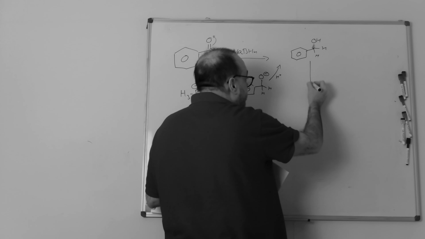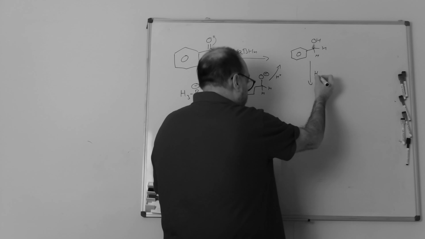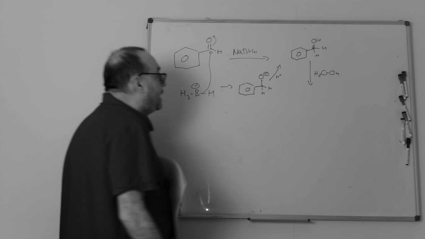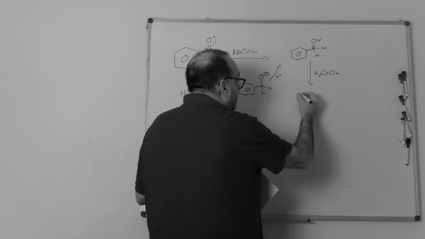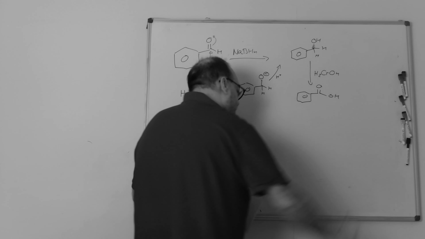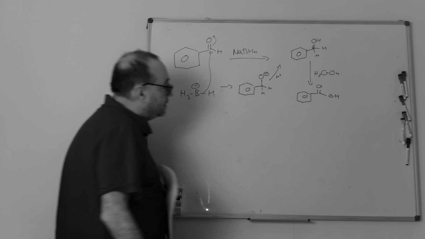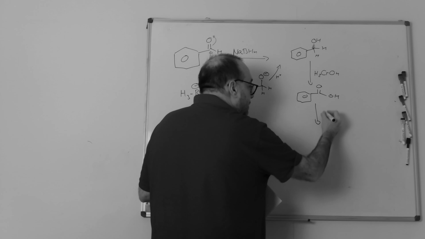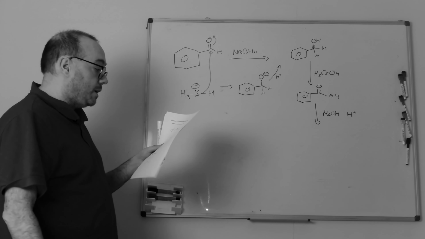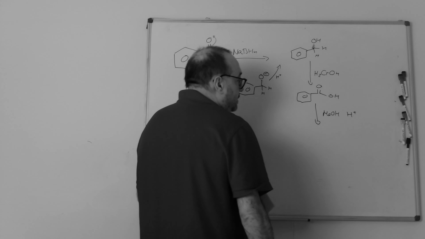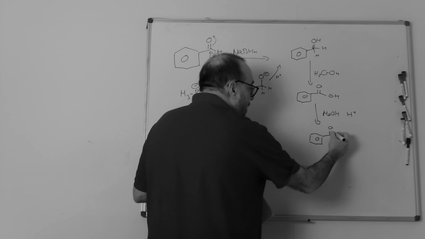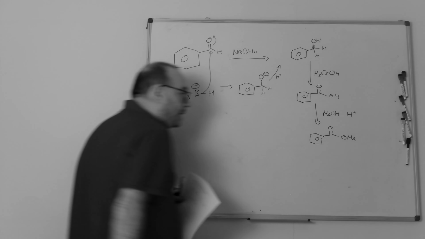Then we oxidize. First we oxidize to the aldehyde and then to the acid, and then we add methanol in acid media. Remember how it works. What we get is the formation of the ester. This is from lecture number 5, if I am not wrong.